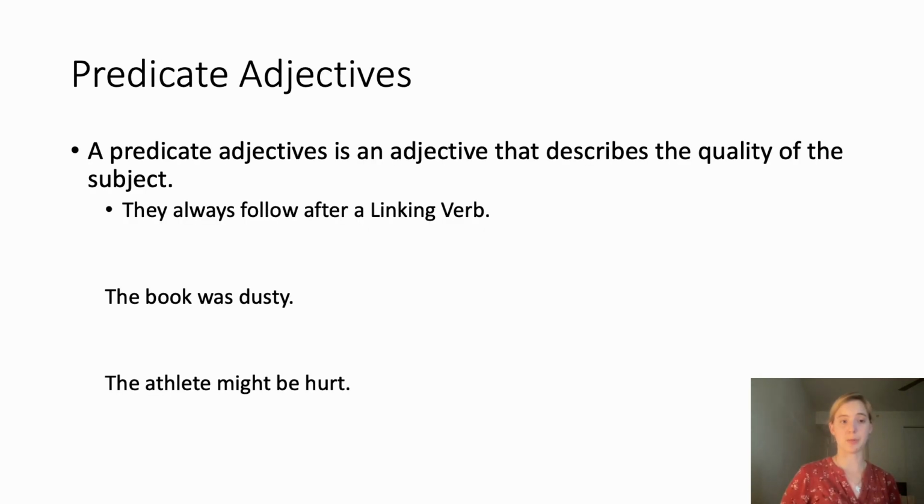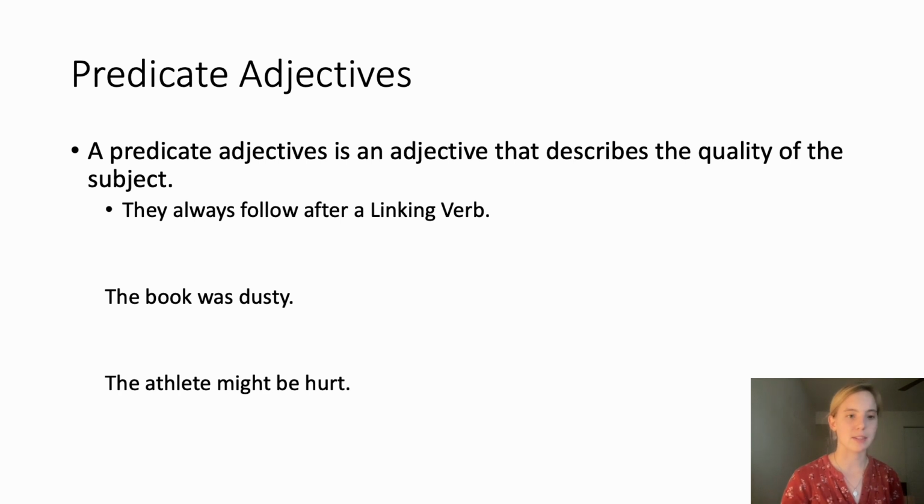Very closely related to predicate nominatives are predicate adjectives. A predicate adjective is an adjective that describes the quality of the subject. They also always follow after a linking verb, which is why it is important to memorize those be verbs. Am, is, are, was, were, be, being, been.